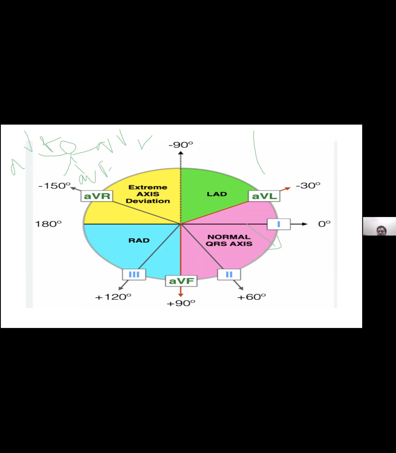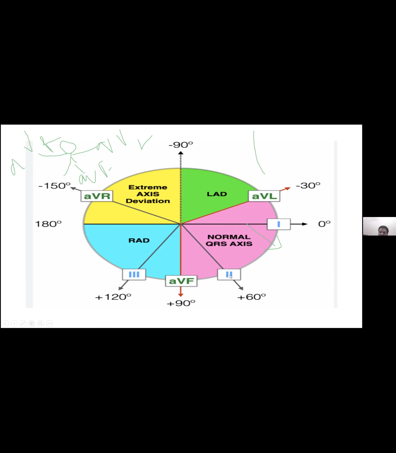Instead of that, make it simple. Below the left upper limb, on the left side, exactly along the stretch of the limb, you will have lead 1. This is 0 degree. Lead 1 is 0 degree. Rotating clockwise from 0, on the positive side it goes up to 180, and on the negative side from 0 it goes to minus 180 degrees.